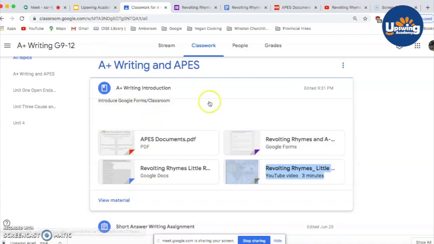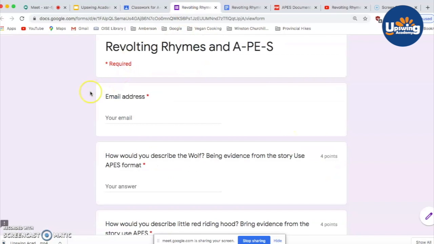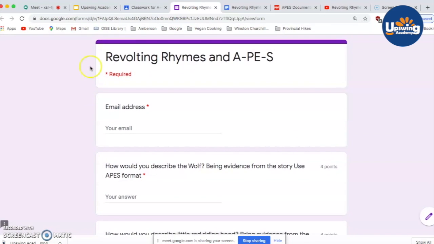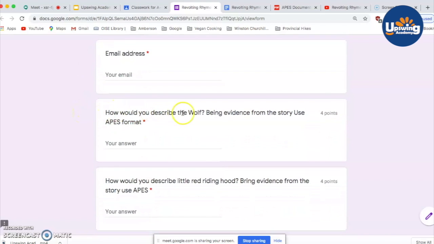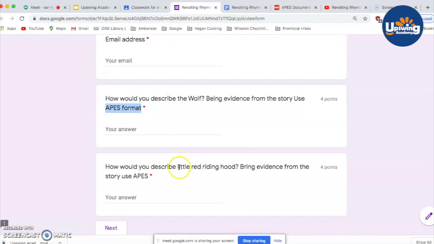And at the end of the lesson would come the homework. Here is where we use these Google Forms. Students would be applying what they learned in their writing to completing writing exercises. So for example, what we have here is an example of a Google form which has some questions. How would you describe the wolf in the story? Use this APES, which we just learned. How would you describe Little Red Riding Hood? Use this APES that we just learned.